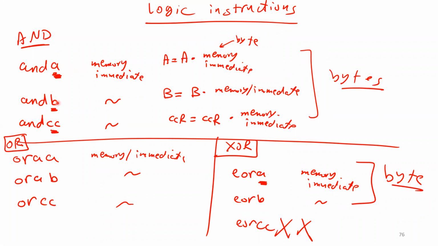Okay, guys. Same thing, you can do ANDB this way. Same thing, but this is for register B. Also, you can do ANDCC, the flag register. So CCR should equal CCR AND memory or immediate value. Okay. So these three operations are for bytes. That's all we have. So we don't have an AND operation for words, but still you can do it easily, right?